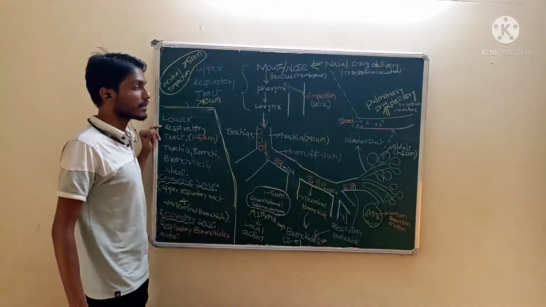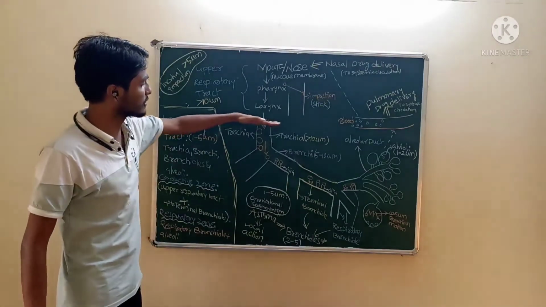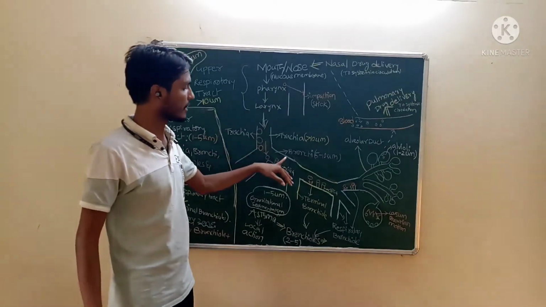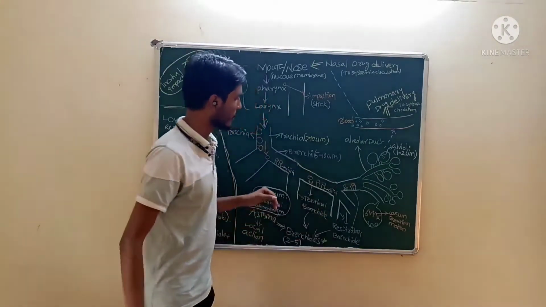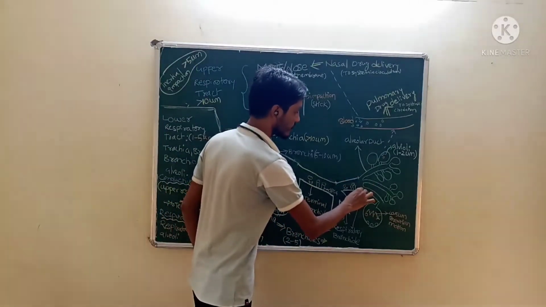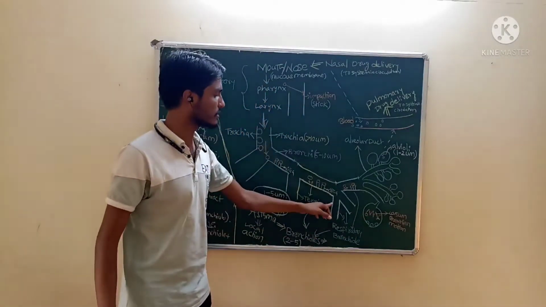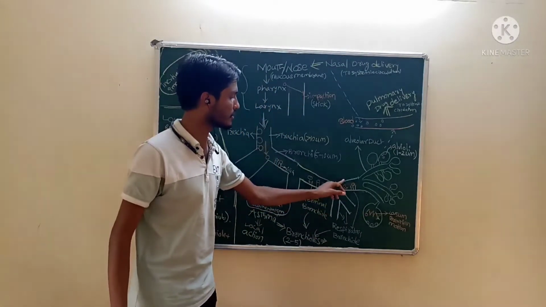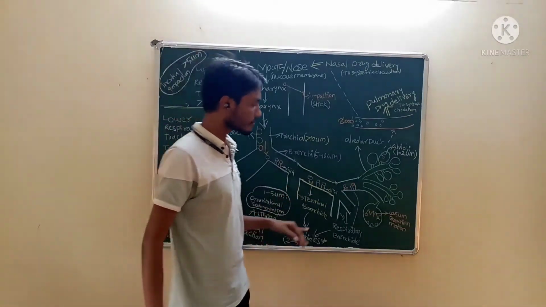Next one is the lower respiratory tract. The lower respiratory tract is nothing but this region: trachea, bronchi, terminal bronchi. See, terminal bronchi, these two here. Next, from this place to this region we can call the respiratory bronchioles. This region we can call the respiratory bronchiole, and this region we can call a terminal bronchiole.